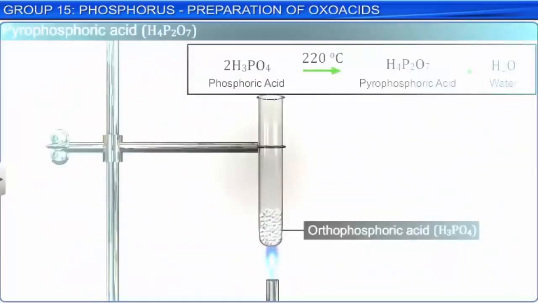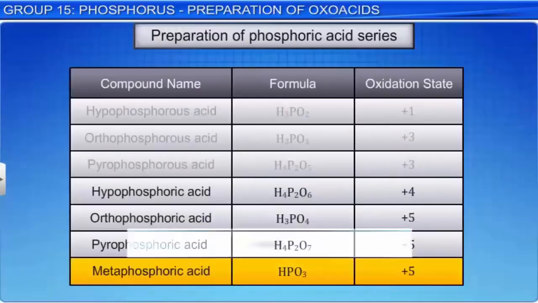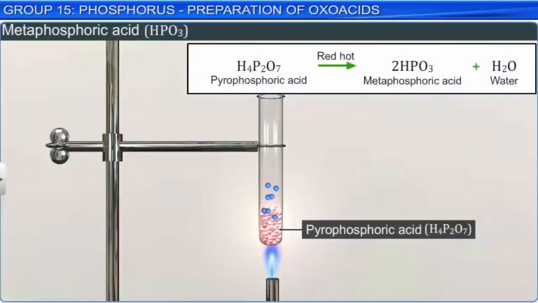When phosphoric acid is heated gently to about 220 degrees Celsius, it loses water molecules to form pyrophosphoric acid. Pyrophosphoric acid or orthophosphoric acid, when heated to red hot, forms metaphosphoric acid.